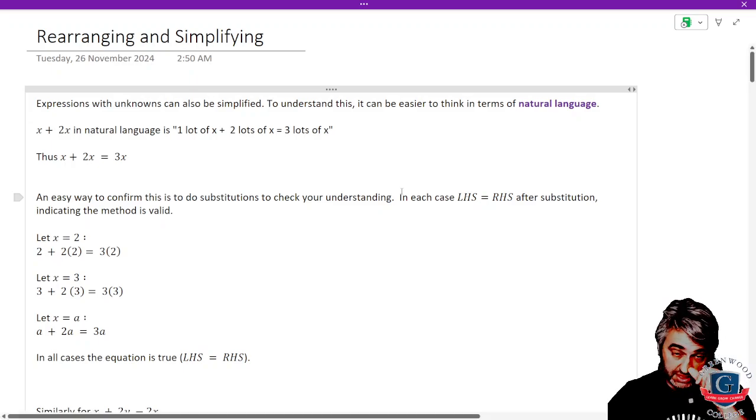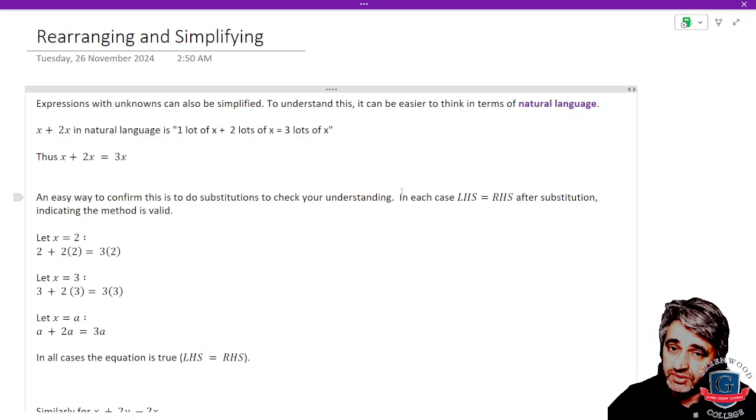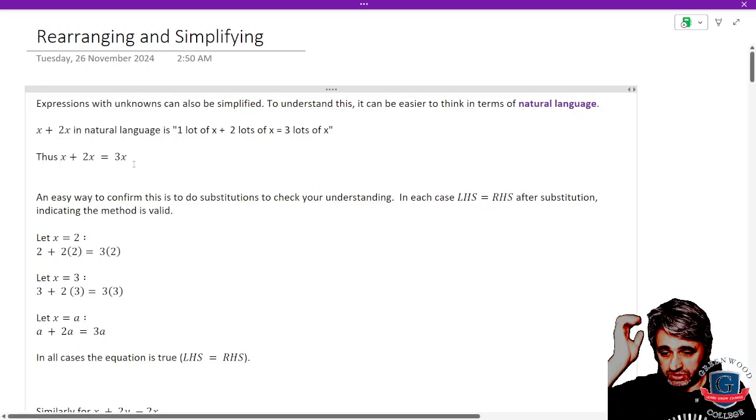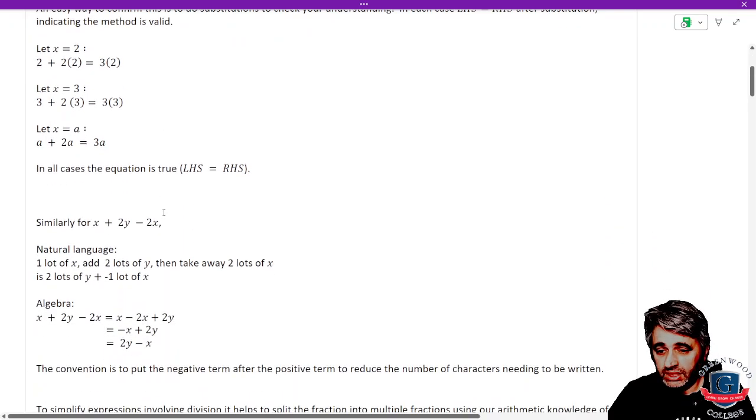To understand this, it's easy to think about it in terms of natural language. If I have x plus 2x, it means 1 lot of x plus 2 lots of x is equal to 3 lots of x. Thus we have this expression here, x plus 2x is 3x. Easy so far.